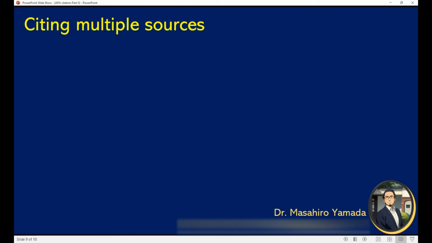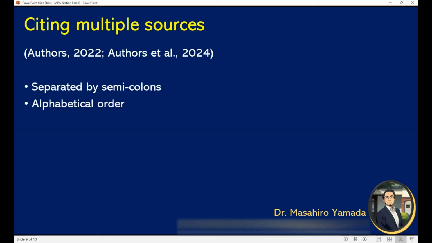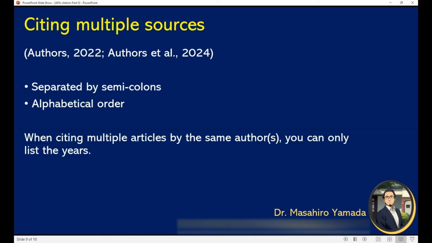When you cite multiple sources, you separate each work by a semicolon. And you organize the authors' names not by the year, but by alphabetical order. If you have multiple works written by the same author, you can simply separate the years of publication by a comma.